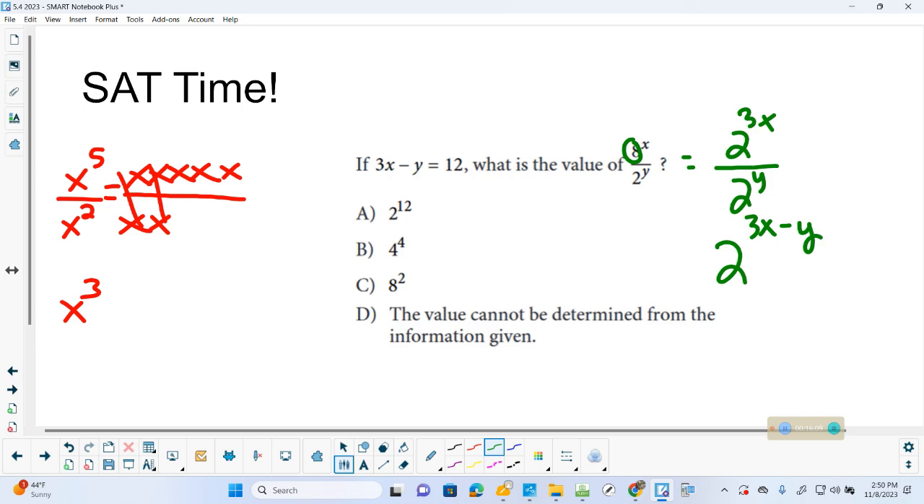And I'm like, oh, I got the answer. This is easy now. Read it. What's 3x minus y? So it's 2 to the 12. Just throw a 12 in there. Piece of cake, right? Excited for the PSAT in the spring?